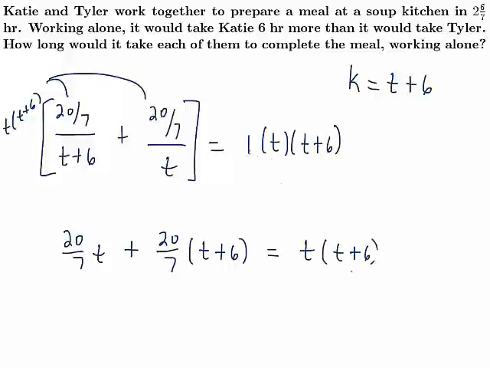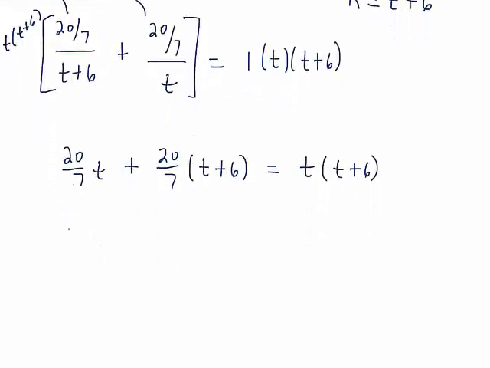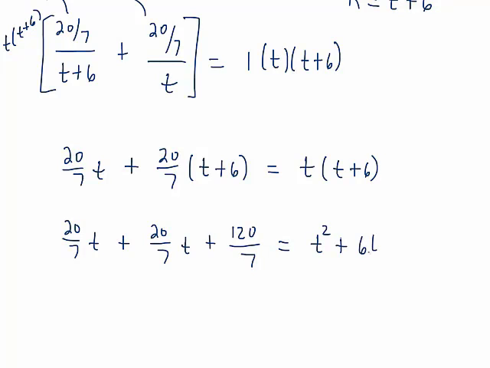So we'll go ahead and use the distributive property twice. We have our first term, 20 over 7T, plus, now using the distributive property, another 20 over 7T, plus 120 over 7 equals T squared plus 6T. So we see we're going to end up with a quadratic equation.